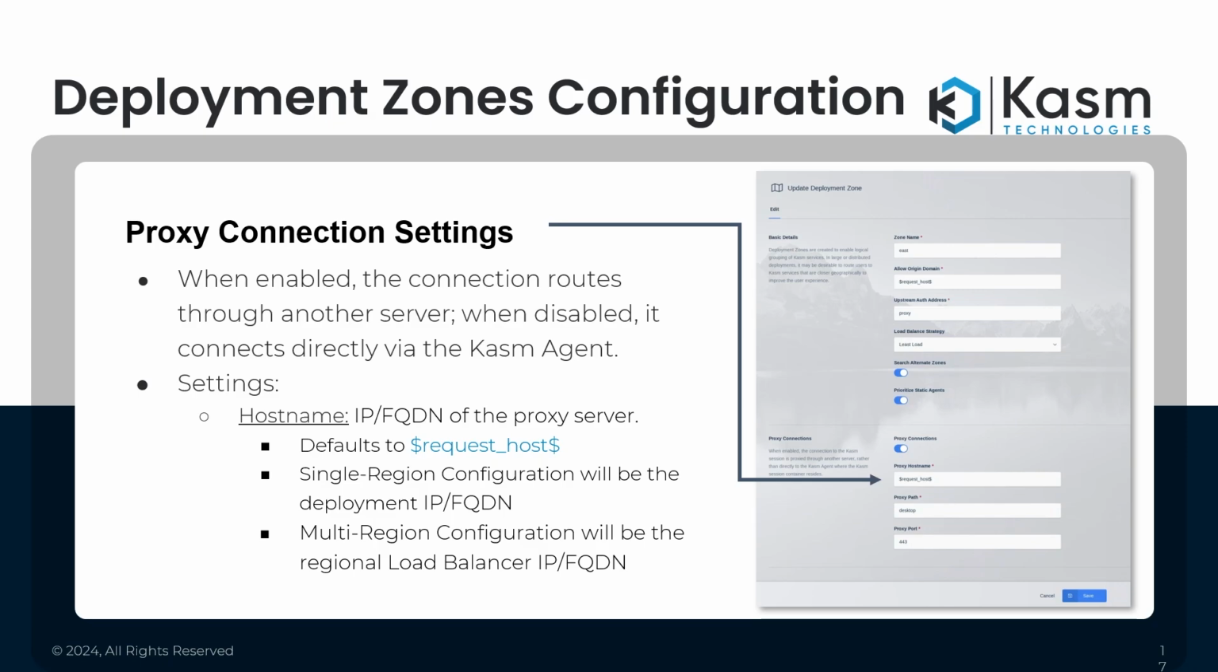In my demo environment, I would set this to teja.kasm.technology, which is where my Kasm web app that includes the proxy service is hosted. However, for multi-region configurations, you will want to set this to the regional load balancer that you will be connecting to in that particular zone, and set that to either its domain or IP address.